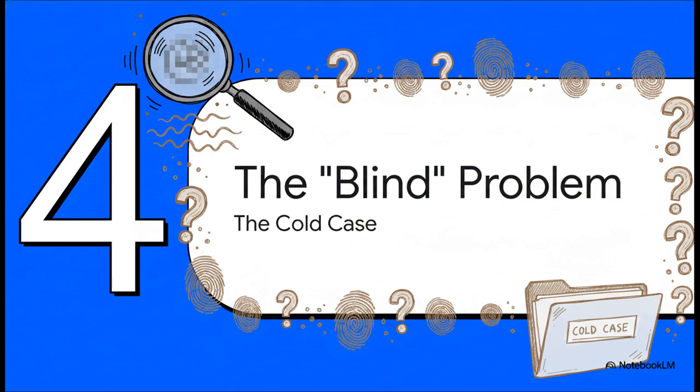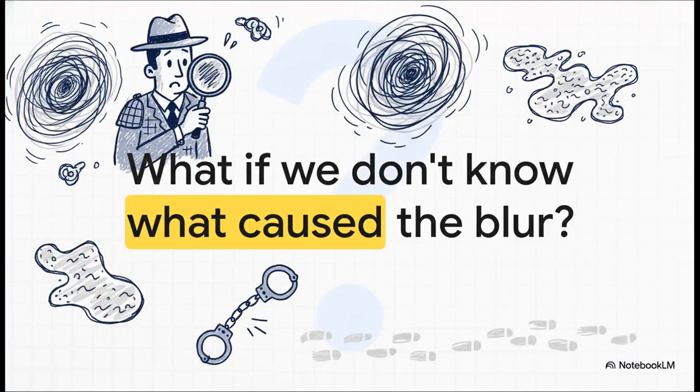But now we're heading into the really hard part of the investigation, the cold case. This is the question that keeps digital detectives up at night. All the techniques we've talked about rely on knowing who the enemy is. But what if the camera shake wasn't recorded? What if the atmospheric distortion is totally random? What happens when the culprit leaves no clues behind at all?